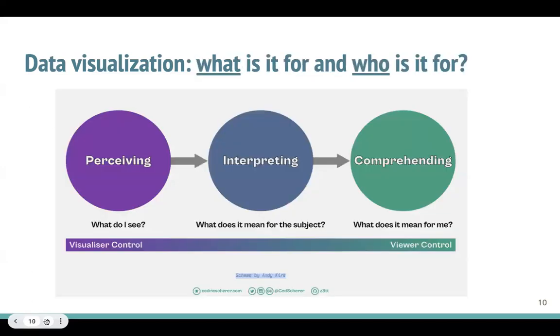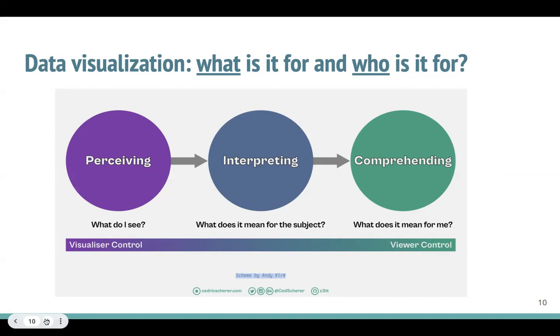And why this is important to keep in mind is because whenever you're creating a new data visualization, you need to know the goals. That is, what is this for? And you need to know your audience. Who is this data visualization for? Knowing the answers to these questions can help you calibrate the kind of visualization that you're creating. And if you think about it as a spectrum, from yourself on the left, which is the visualizer, to your audience or the viewer on the right.